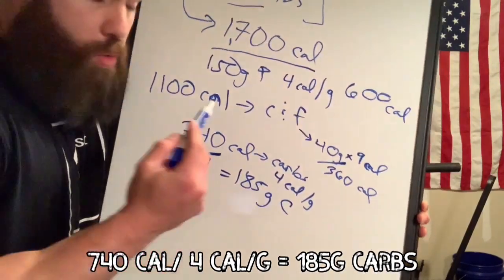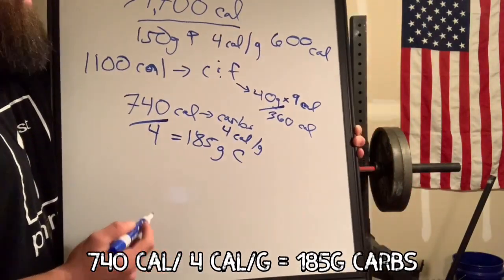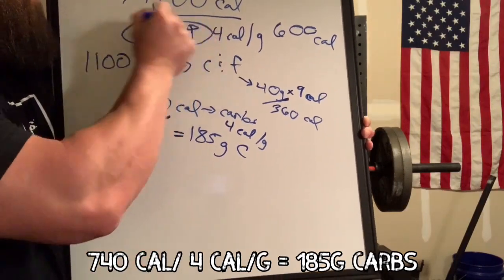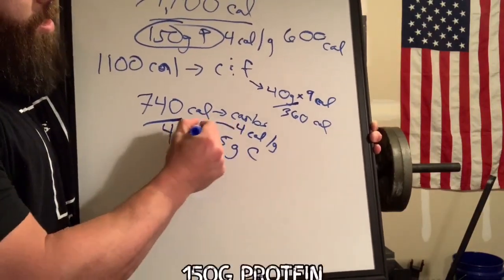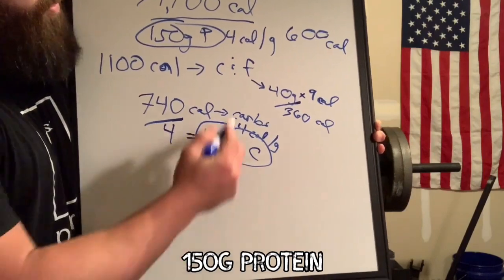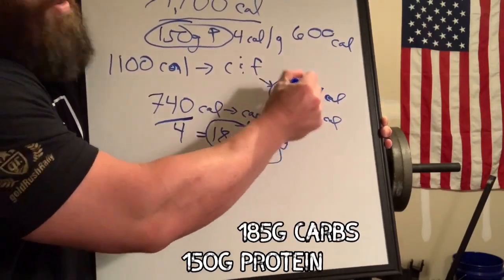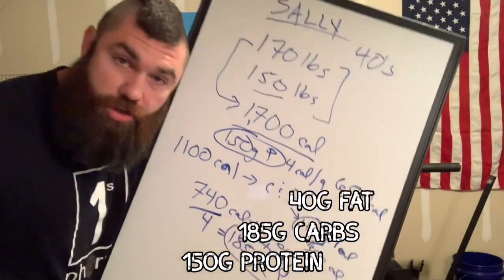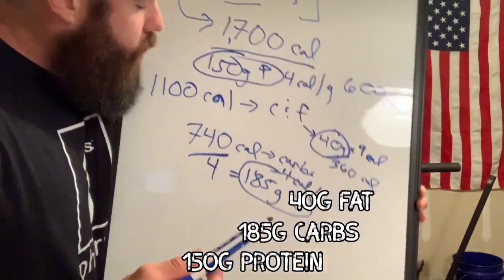So when I first start working with Sally, I'm going to tell her we're targeting 150 grams of protein, 185 grams of carbs, and 40 grams of fat. And that's how we would determine her starting macros.